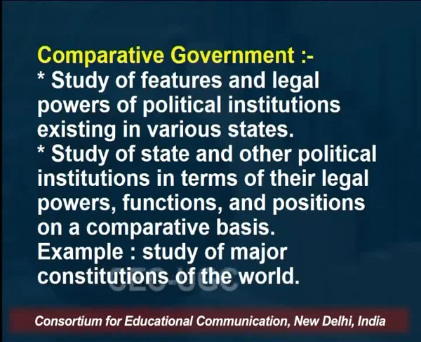To begin with, what do we understand by comparative government? Now, comparative government involves the study of features and legal powers of political institutions existing in various states. Another popular definition holds that comparative government is the study of state and other political institutions in terms of their legal powers, functions, and positions on a comparative basis. An example of it is when we study major constitutions of the world, wherein we will be looking at the features of political institutions in various states.